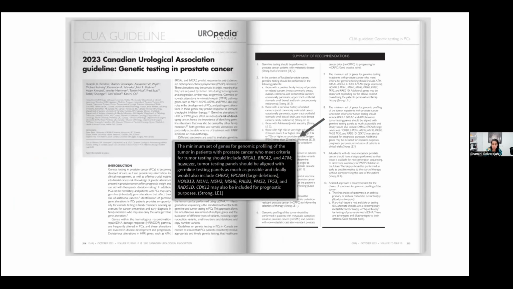So as I showed in the previous slides, you have tumor testing with a smaller panel and germline testing with a larger panel. Just recently, the Canadian Urological Association released guidelines for genetic testing in prostate cancer. Their recommendation is that other than BRCA1, BRCA2, and ATM, it would be best if tumor panels could be aligned with germline panels as much as possible. So you won't have this situation where a patient has to go through several successive tests.